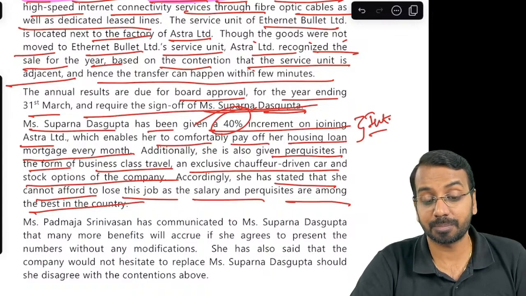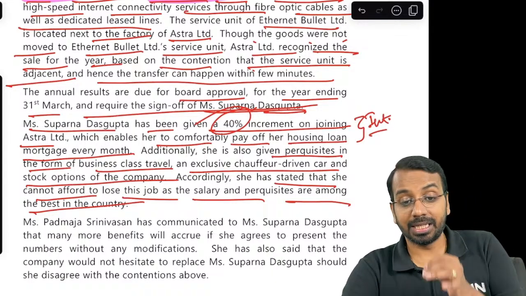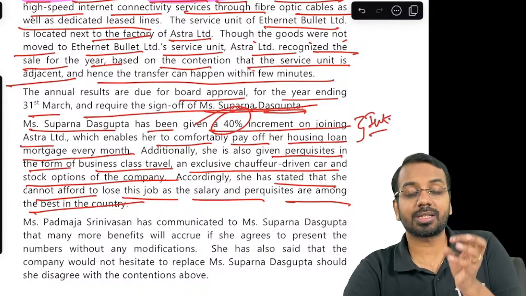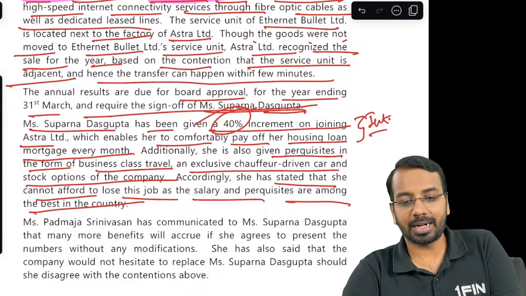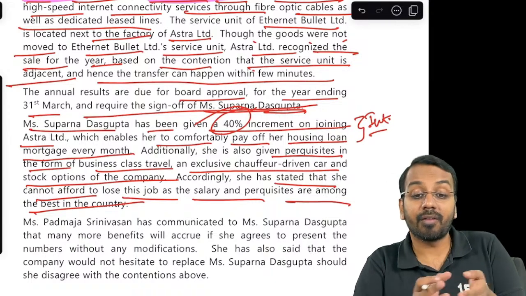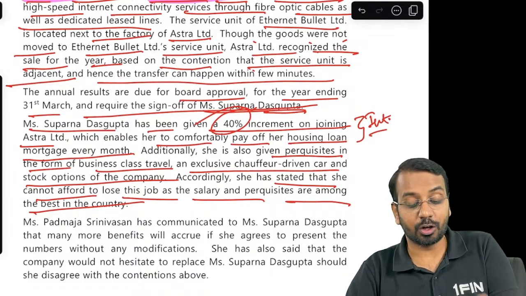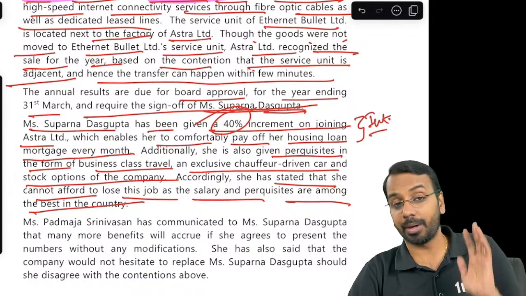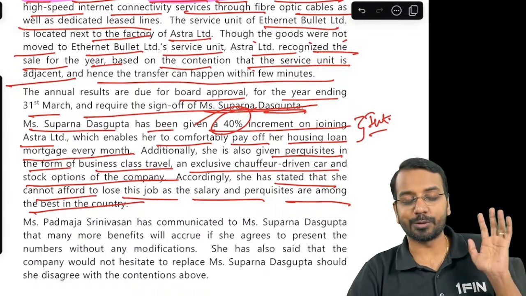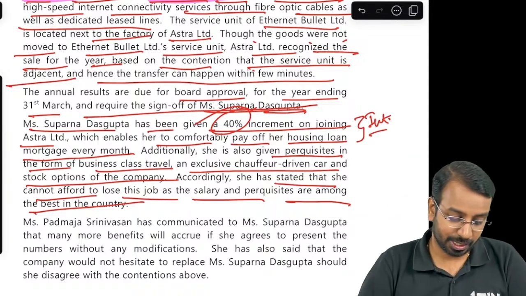Why? Because there is a fear or there is a pressure, because if you do not declare the results, then the company may fire you. And if the company fires the person, she will not be able to get this extra money. She will not be able to enjoy all of these benefits. So that is why she is scared.